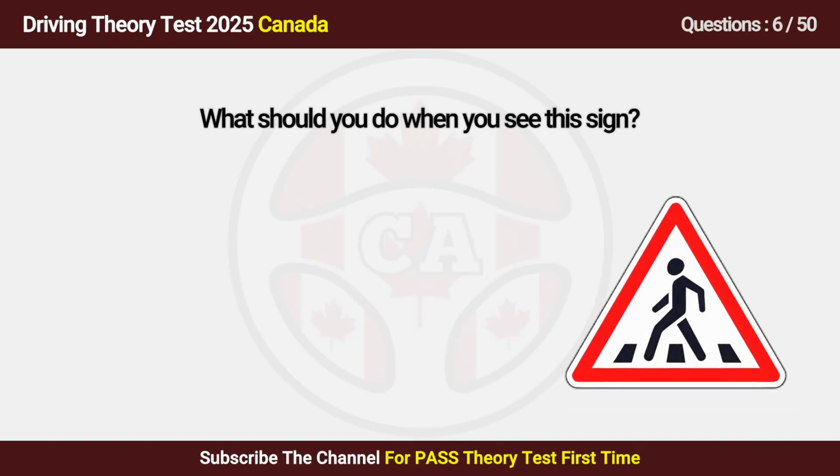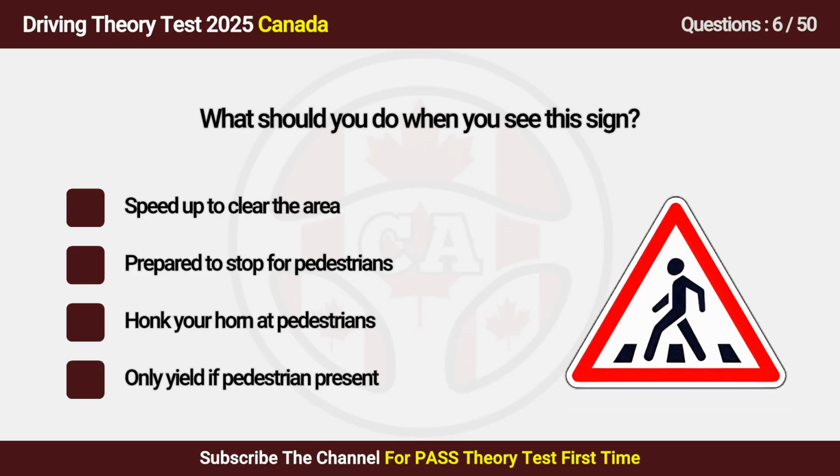Question 6. What should you do when you see this sign? A. Speed up to clear the area. B. Prepare to stop for pedestrians. C. Honk your horn at pedestrians. D. Only yield if pedestrian present.